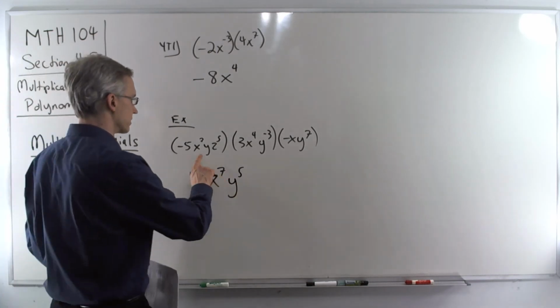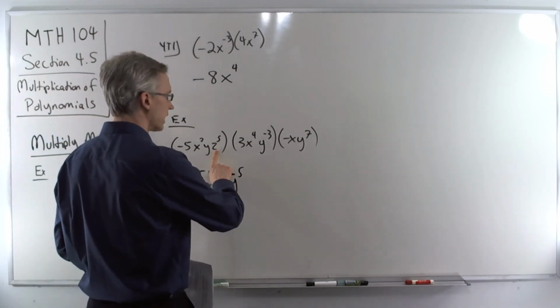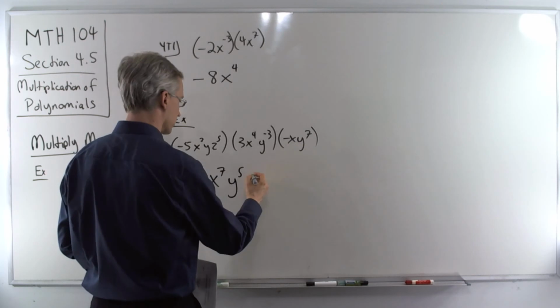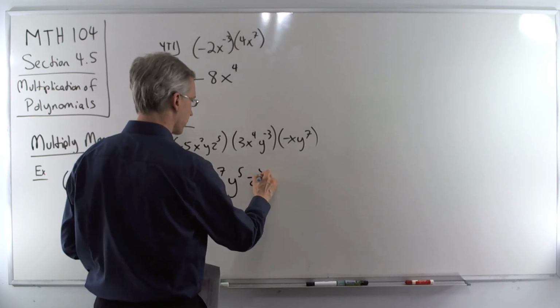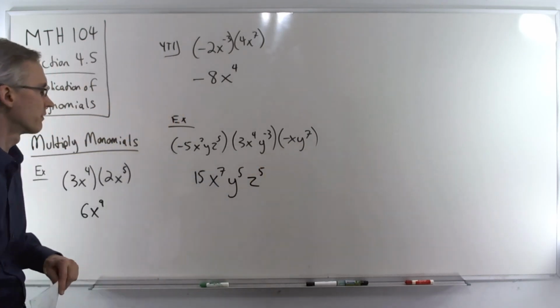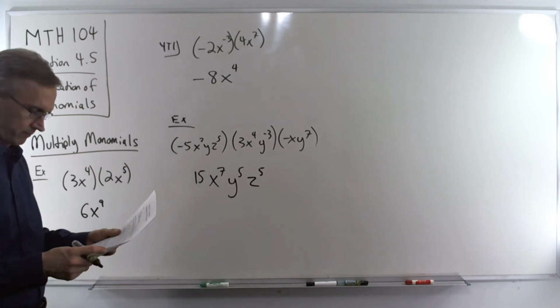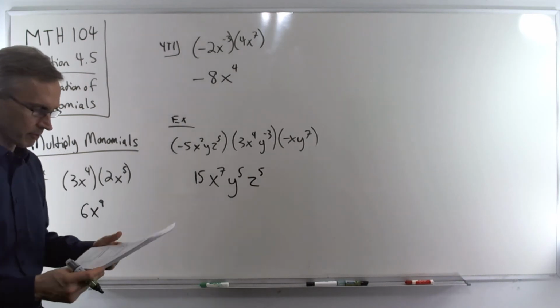Now we'll do the z's. Okay, there's only one z, so there's nothing to combine it with, so that just comes down in the answer. 15, x to the 7th, y to the 5th, z to the 5th. Your turn, number 2.